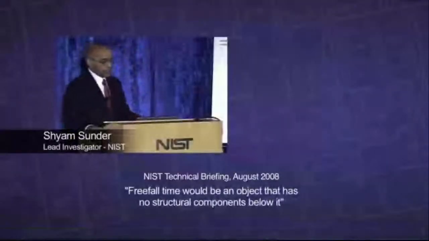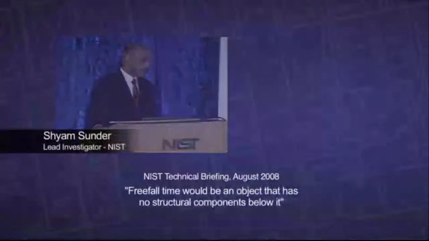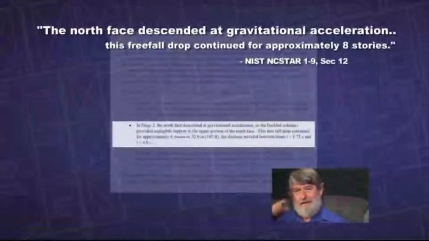Be set aside? A free fall time would be an object that has no structural components below it. There was structural resistance that was provided in this particular case. He was making our case for us. You can't have free fall when there's support. And in the final report, they modified it, and they actually admitted that there was a period of free fall involved. But they never changed their model.